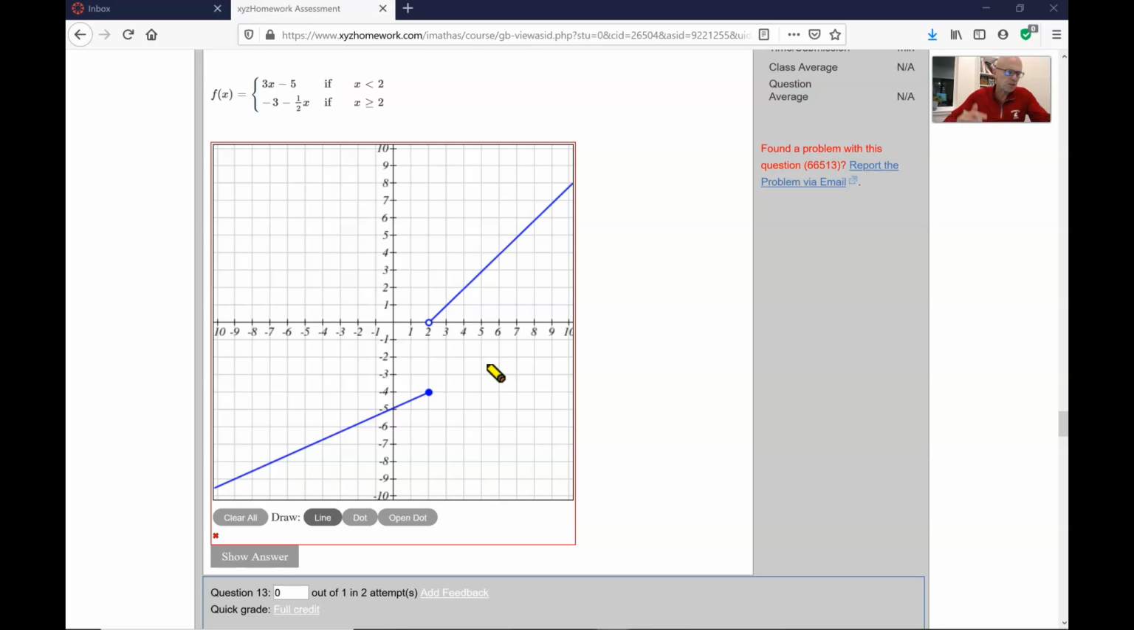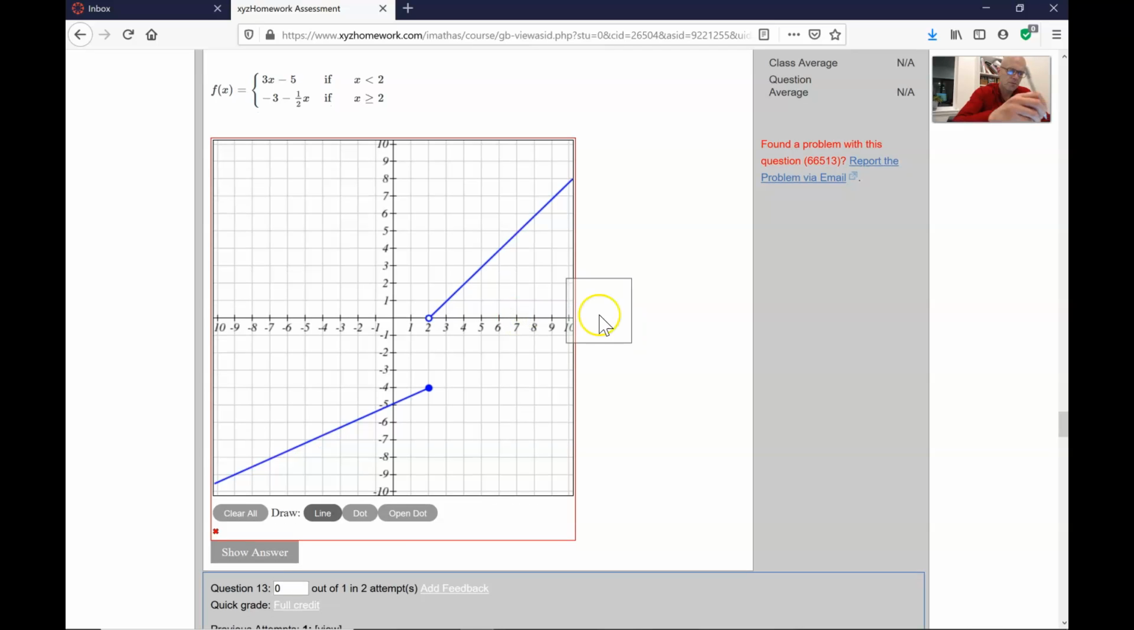So what I was saying was that I think you fixed this since then, but this is your problem. Like you said, if I plug a 2 in there, I get 6 minus 5 is 1. Okay, so we said 2, you said we get out 1, and we want that to be an open dot. So that would be right there.